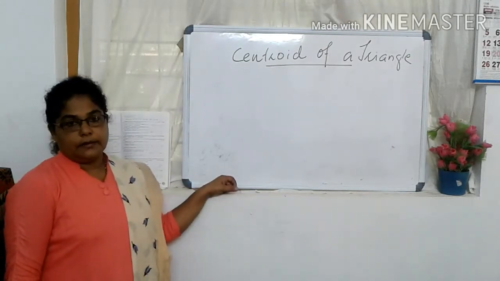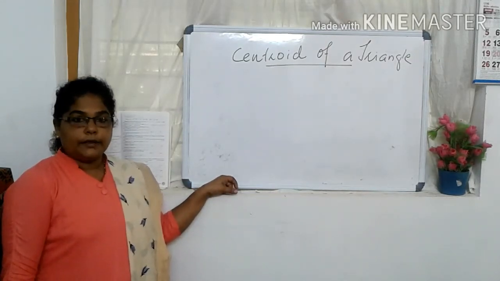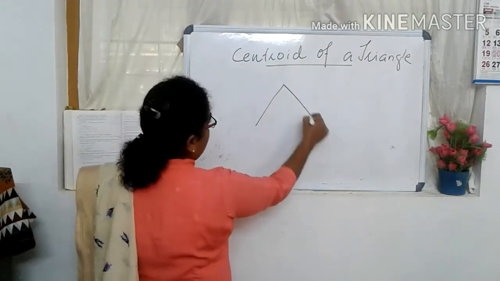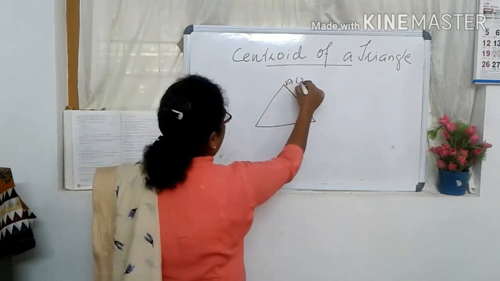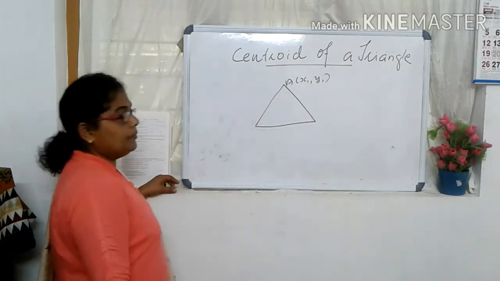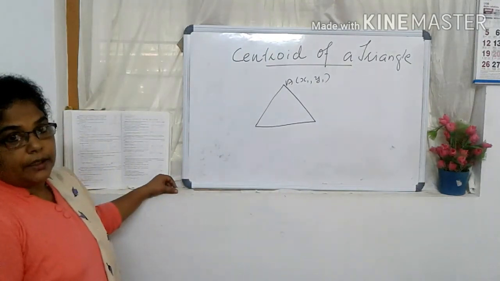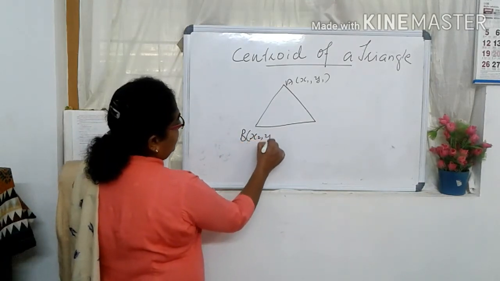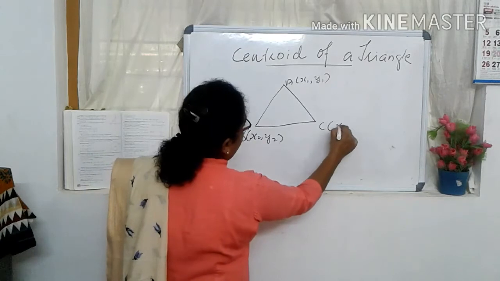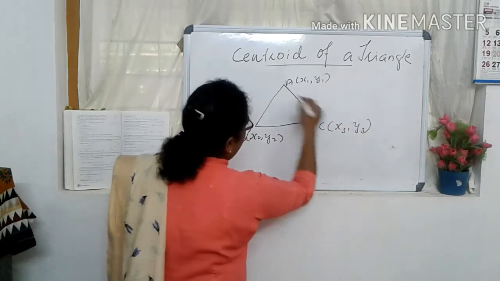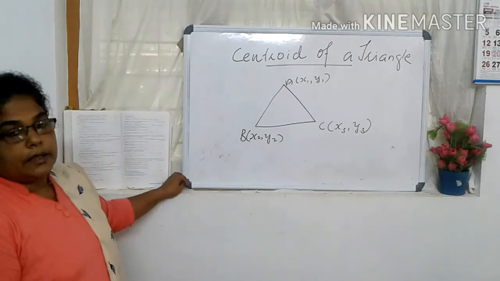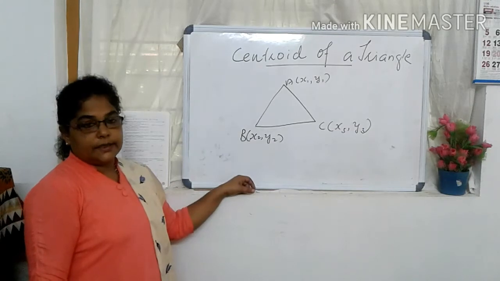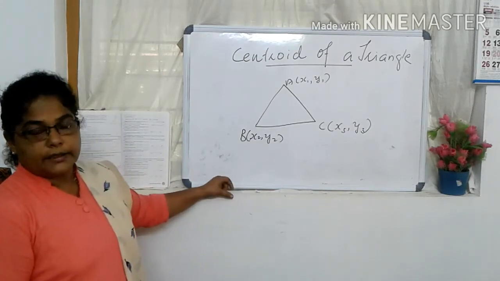Centroid of a triangle. Now we are going to study how to find the centroid of a triangle. We know ABC is a triangle with vertices A of x1, y1, B of x2, y2 and C of x3, y3. These coordinates for this triangle lie on the xy coordinate plane.